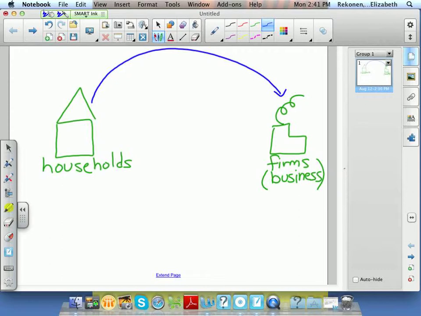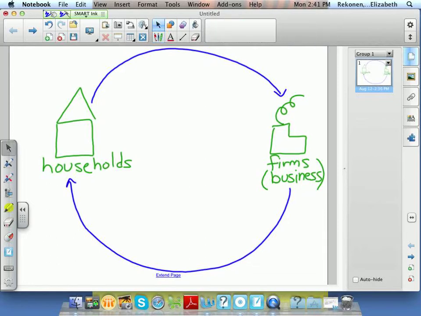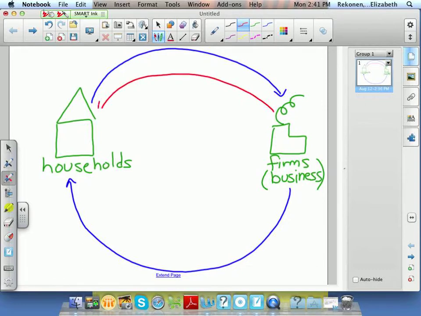Next, we are going to draw an arrow going from the households to the firms. And then again, from the firms back to the households. Then you'll draw another arrow going back from the firms to the households, and then close that circle from the households to the firms.